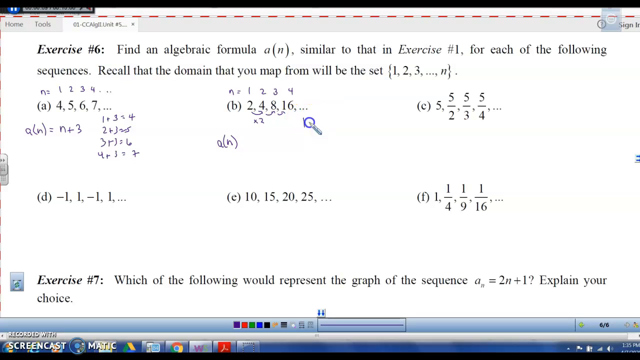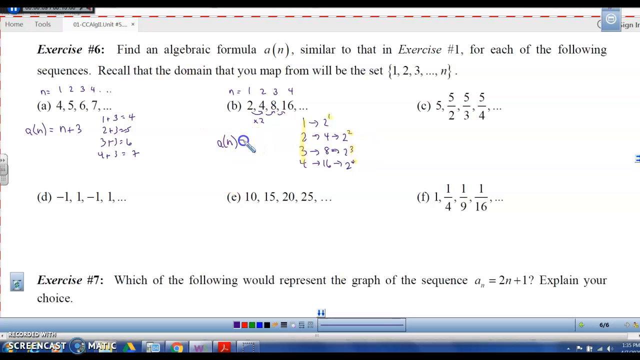When I plug in 1, I end up with an answer of 2. When I plug in 2, I should get an answer of 4. When I plug in 3, I get an answer of 8, and when I plug in 4, I get an answer of 16. Well, let's think about this for a second. Aren't these all multiples of 2? Couldn't I write this as 2 squared? This is going to be 2 to the first. 8 would be 2 to the third. And then 16 would be 2 to the fourth. So notice the n term right here, 1, 2, 3, 4, is actually the exponent on the 2.